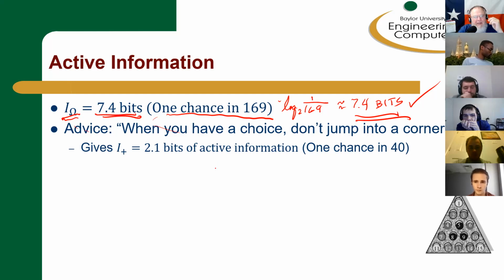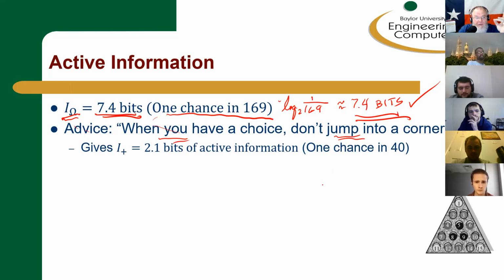So a guy comes along, and you don't know this guy, but he says, you know what? When you have a choice, don't jump into a corner. All the action takes place in the middle of the game. And if you jump in the corner, chances are you might get isolated there. That's what he tells you. Now, is that good advice or bad advice? Maybe you have intuition to say whether it's good advice or bad advice. I don't know if I do.